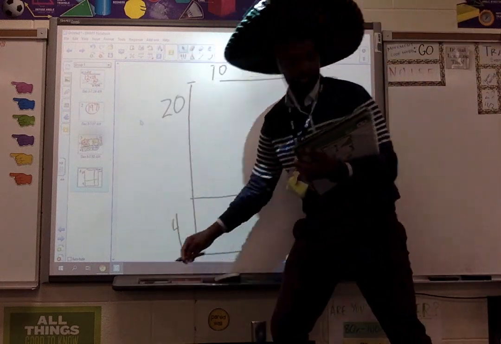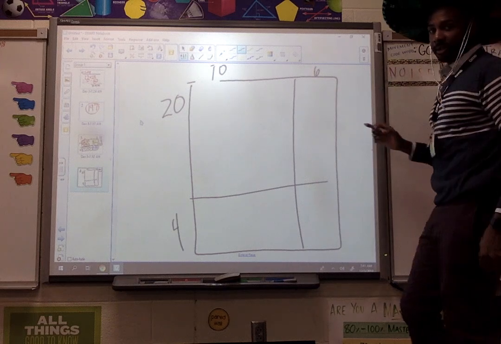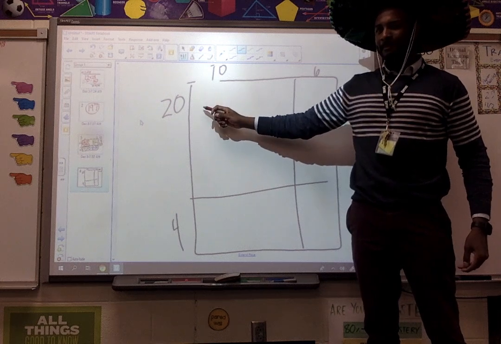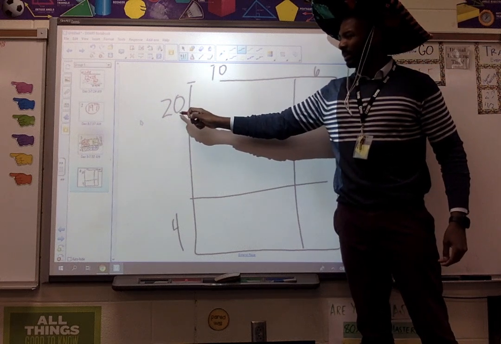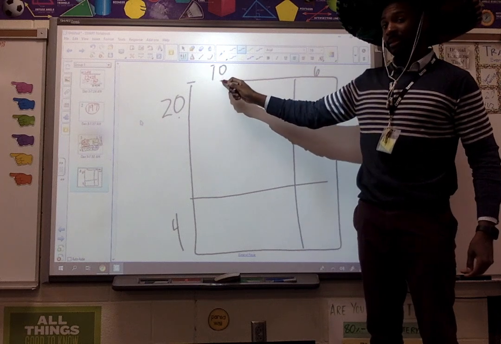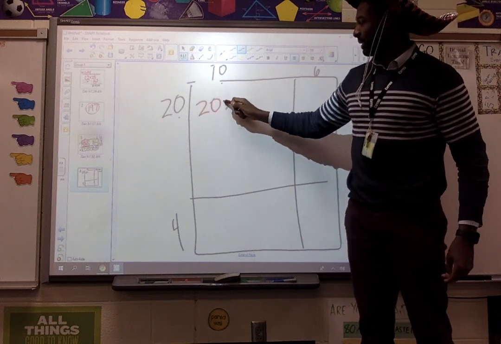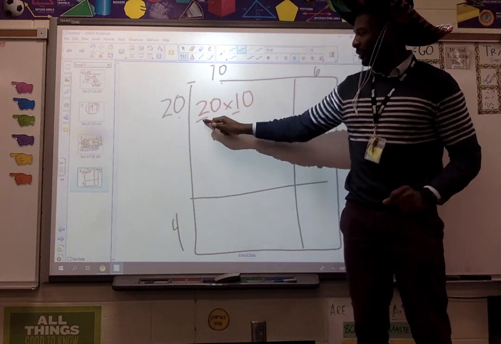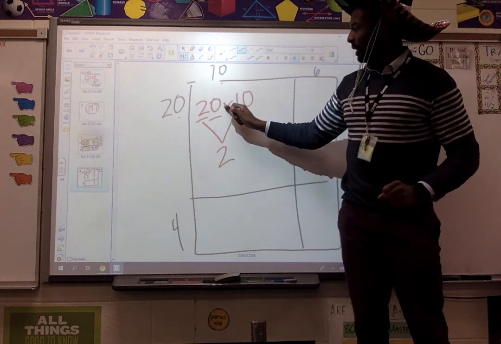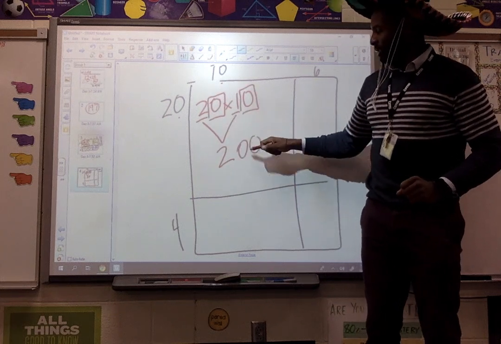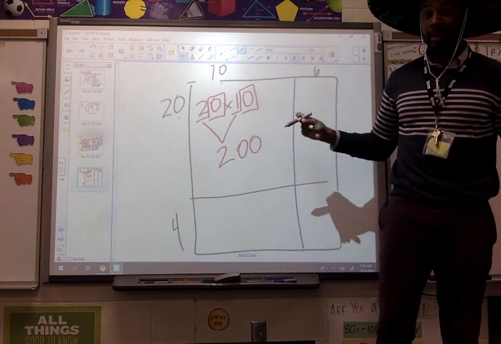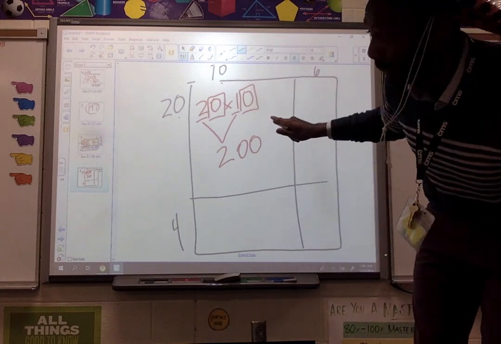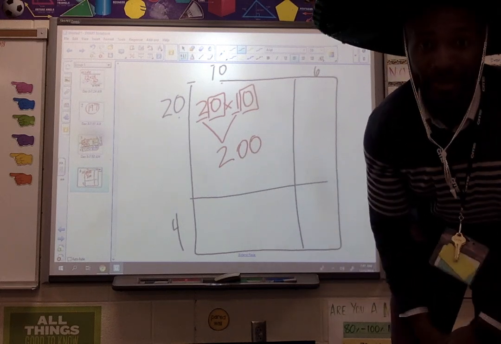Now, you guys are going to help me. How do I find the area of this rectangle? I'm going to multiply 20 times 10. Let's multiply first. Our basic fact, 2 times 1 to get 2, and add our 2 zeros to get 200. You should have that written down already. Now this is your practice. If you're not writing this down, you're not going to know what the next step is. So let's keep going.